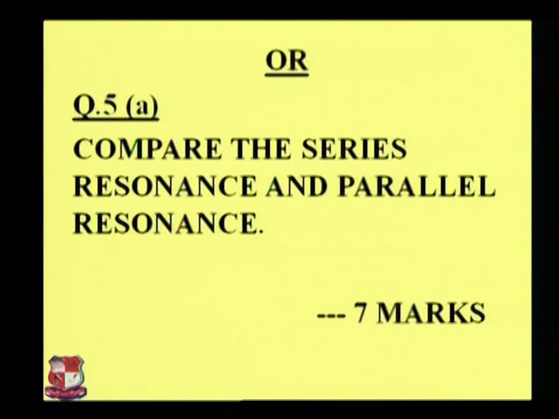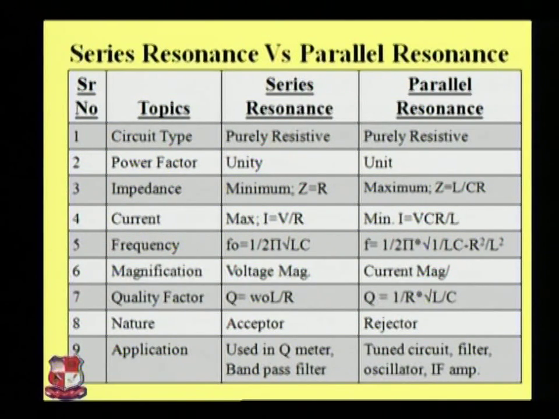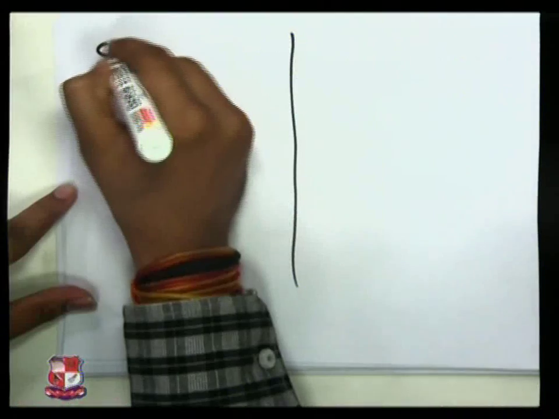Now the next question, this is an optional question, question 5a, the comparison between the series and the parallel resonance circuit. This is an important question which may be asked many times. First of all, just go through the circuits of the series and parallel resonance.